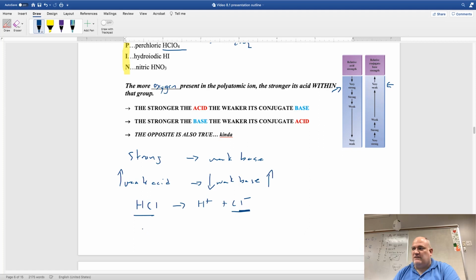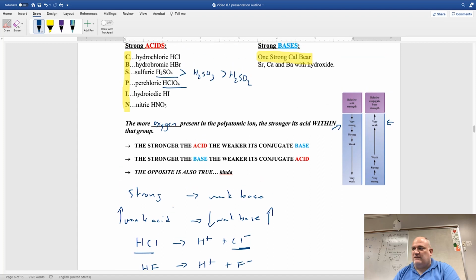But if I were to take something like HF, this is a weak acid, and its conjugate, when it breaks apart, is going to be F minus. This is a weak base. The conjugate of this weak base is a weak acid, HF. We cannot say the conjugate of a weak base is a strong acid, because there's only 6 strong acids.